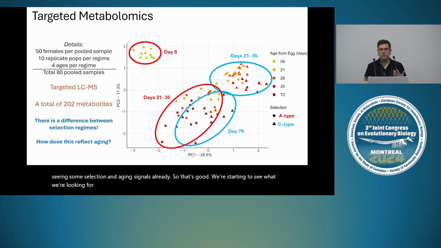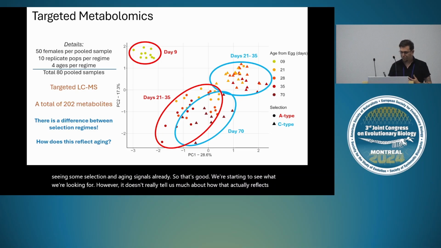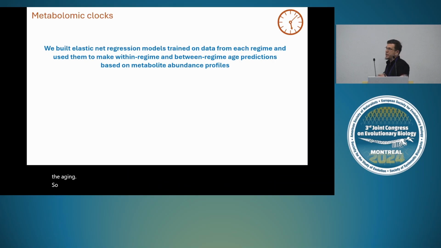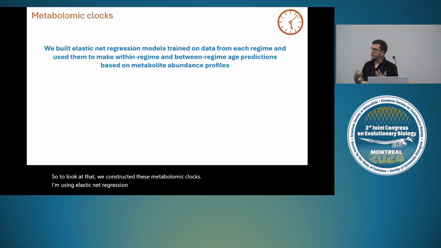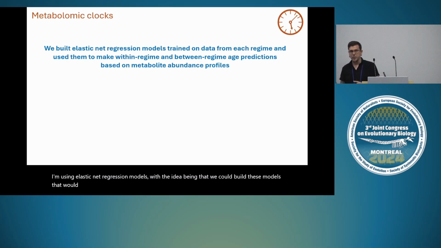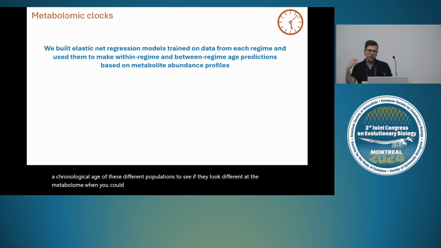However, it doesn't really tell us much about how that actually reflects on the aging. So to look at that, we constructed these metabolomic clocks using elastic net regression models, with the idea being that we could build models that would use metabolomic data to predict the ages, effectively like a biological age versus a chronological age of these different populations, to see if they look different at the metabolome when you predict different ages.